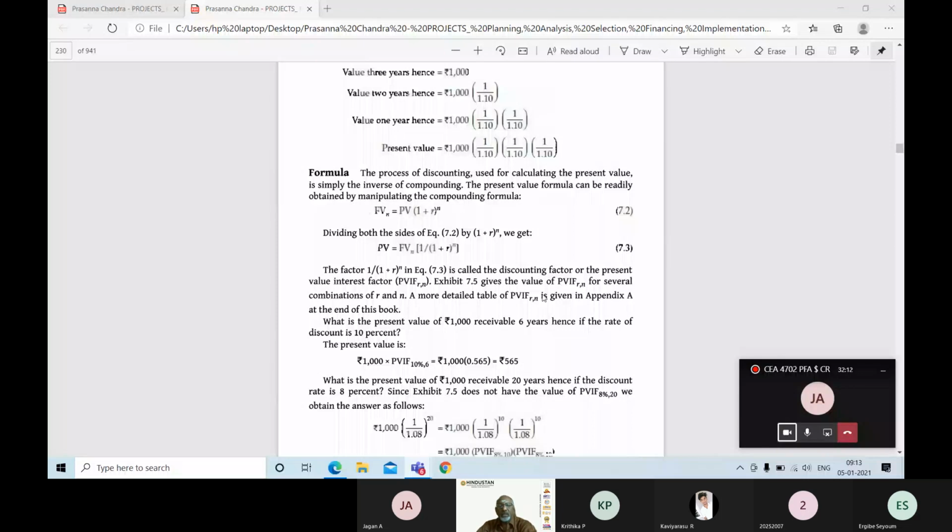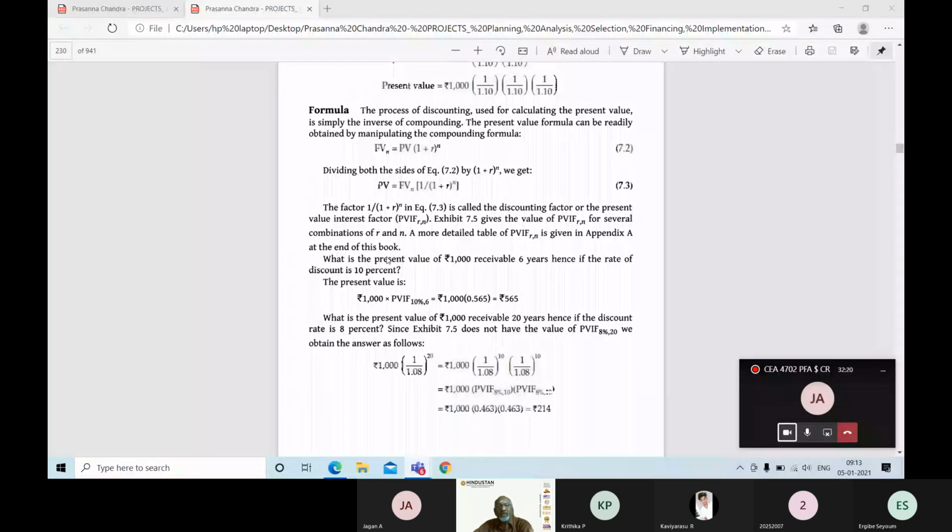This exhibit is also available for the calculation purpose, and you have to multiply the amount by the factor. So what is the present value of 1000 receivable in 6 years if the rate of discount is 10%? Here you calculate 1000 into PVIF at 10% for 6 years. The value is 0.565, and 1000 into 0.565 is equal to 565. Likewise, you have to calculate it.